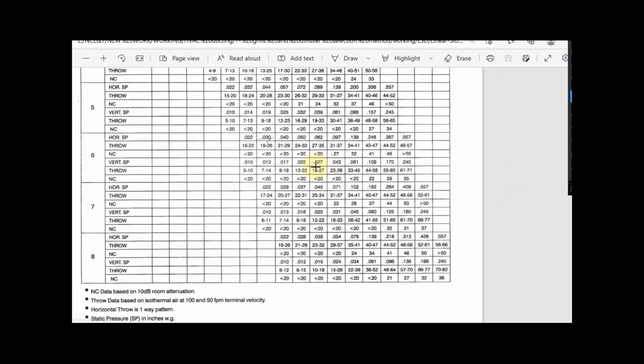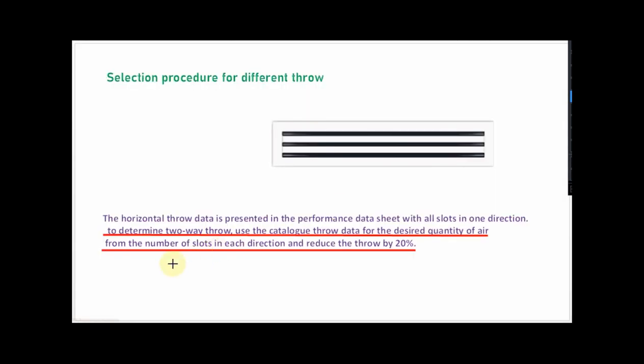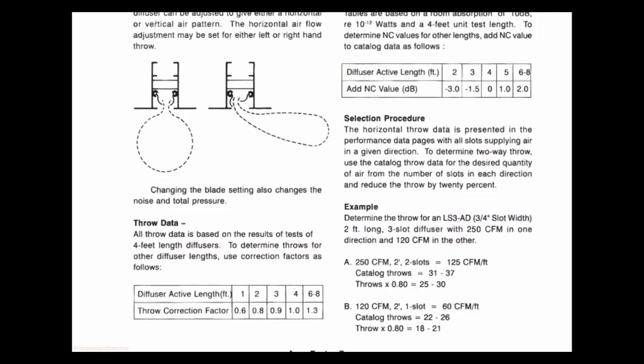Horizontal throw value in the performance sheet is given only for one way pattern. If you need to select the grill for two way pattern, then you need to follow this process. To determine the two way throw, you can use the catalog data for the desired quantity of air from the number of slot in each direction and reduce the throw by 20%.